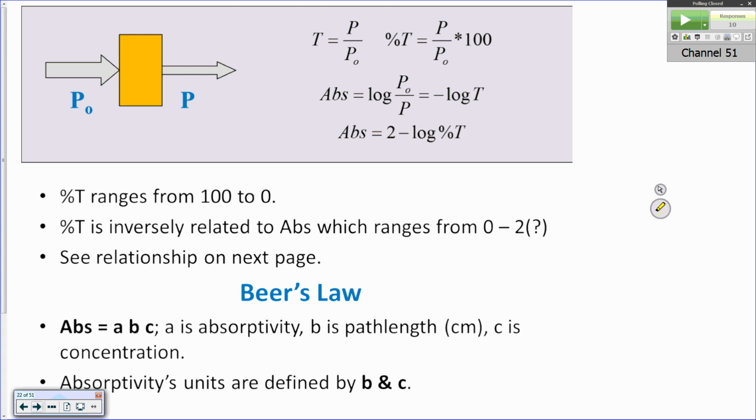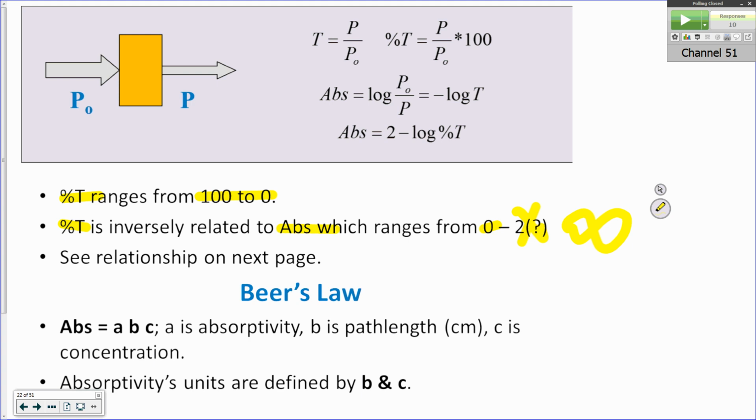So if we think about the possibilities, percent T can be from 100 to 0. 100% transmittance means none of the light's captured. 0% T means that all of the light is captured. None makes it through. Okay? And hopefully you saw in lab that it was an inverse relationship to absorbance. Usually we think of the scale that goes from 0 to 2, but truthfully, at 100% T it's going to go to infinity. It's really not going to 2.